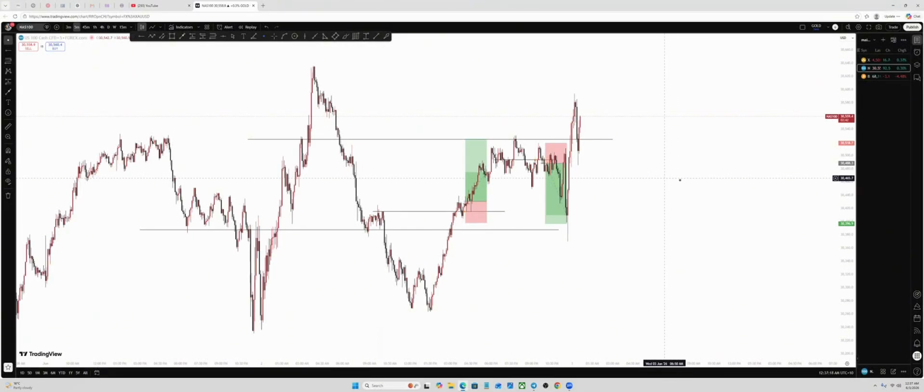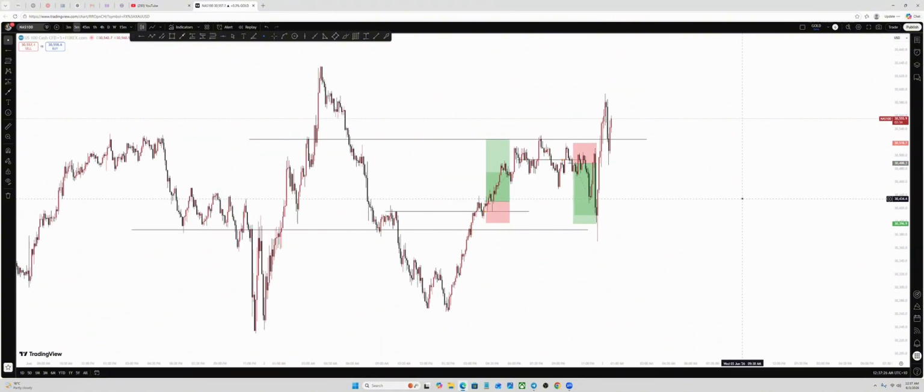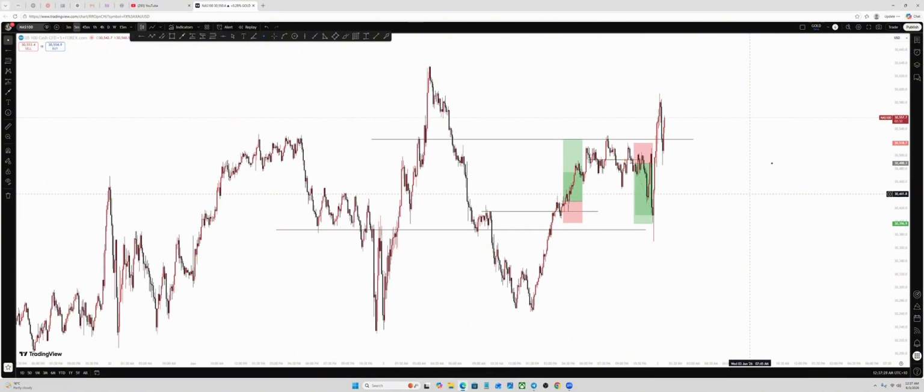This is a trade breakdown on the trade that I took today on NAS100. I just thought to do this trade breakdown to explain my thought process, what I saw before I took the trade, and how I was able to manage the trade to TP.